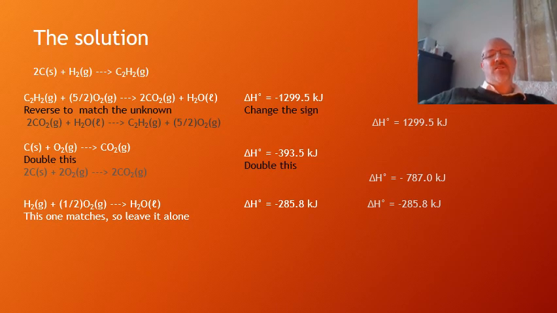In the second one, I have carbon and oxygen giving me carbon dioxide. The carbon is the piece that's in the reaction that I'm trying to solve for, but there's two of them. And so I have to double this to make it match. So by doubling this, I have to double the delta H value, the enthalpy of the reaction. For the last one, the hydrogen is where it should be. So I don't have to do anything with that. And in terms of molar quantity, it also matches. So I just leave this one alone.